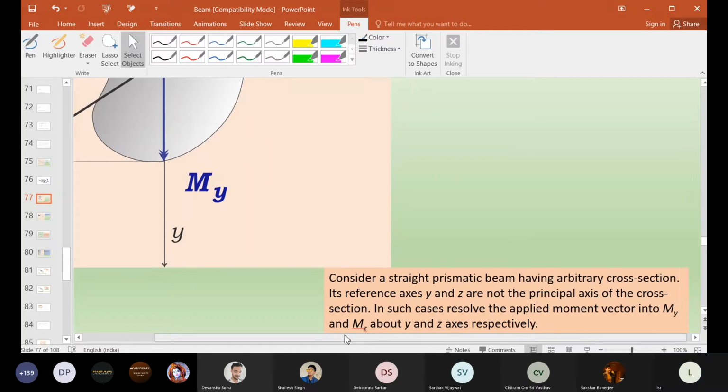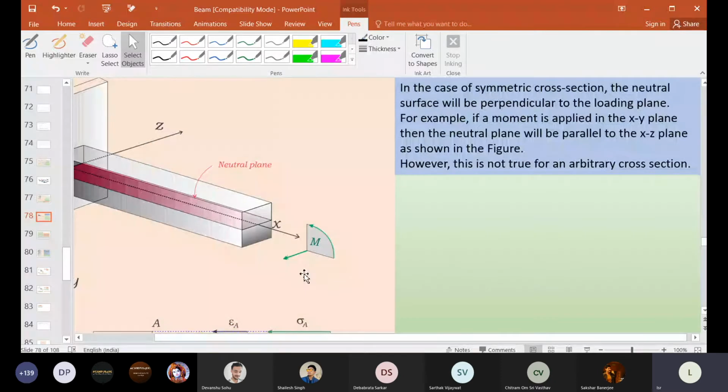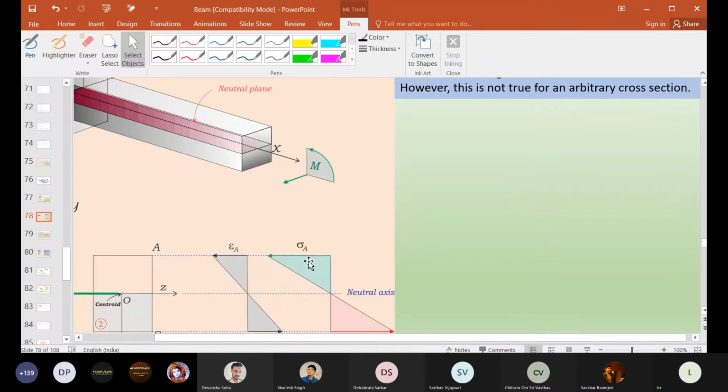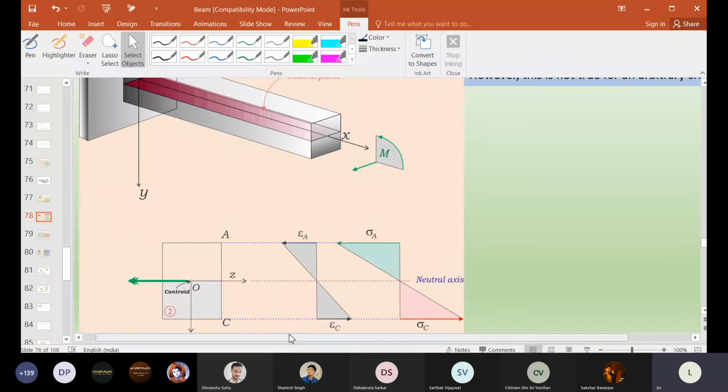Now let us say, in simple bending the neutral axis is in the XZ plane and the loading plane is XY. That's what we said. What will happen is that along the XY plane you have the moment, and your neutral surface, neutral axis and the CG coincide. That we all know. Up to this it is fine.